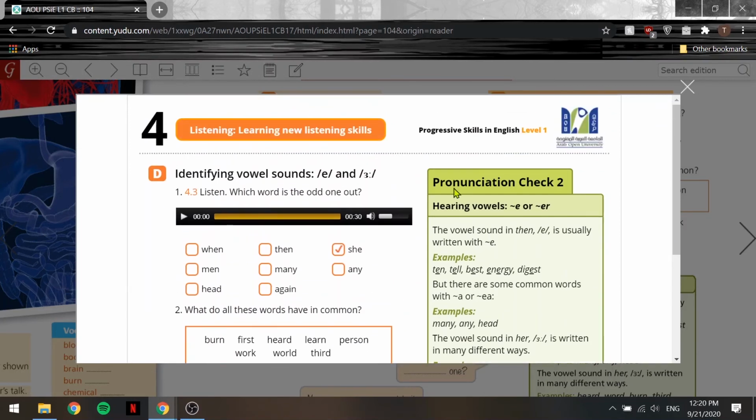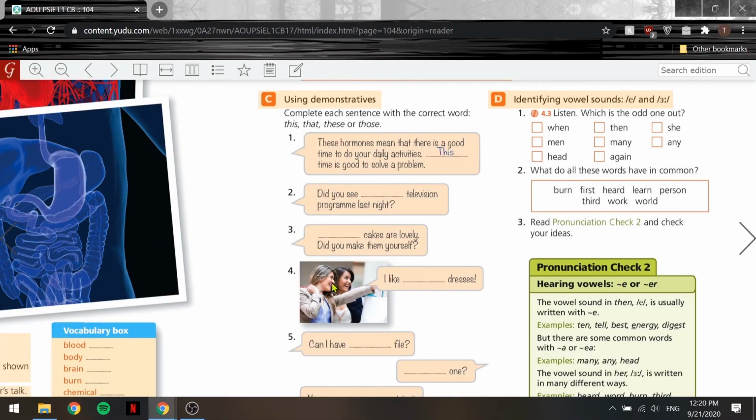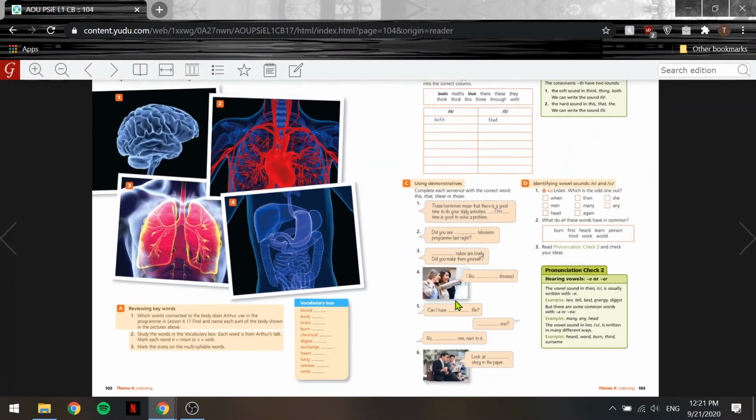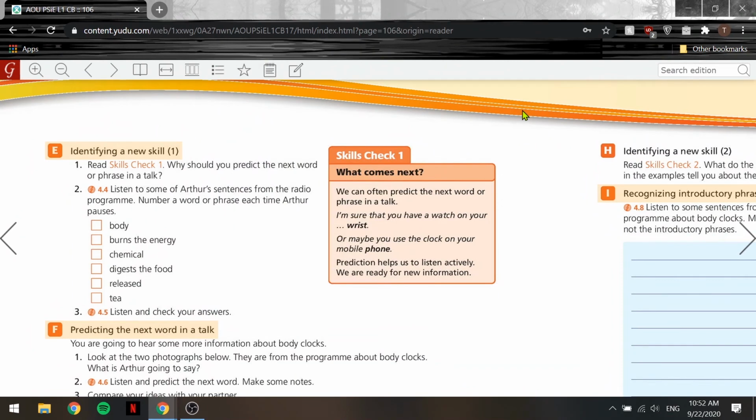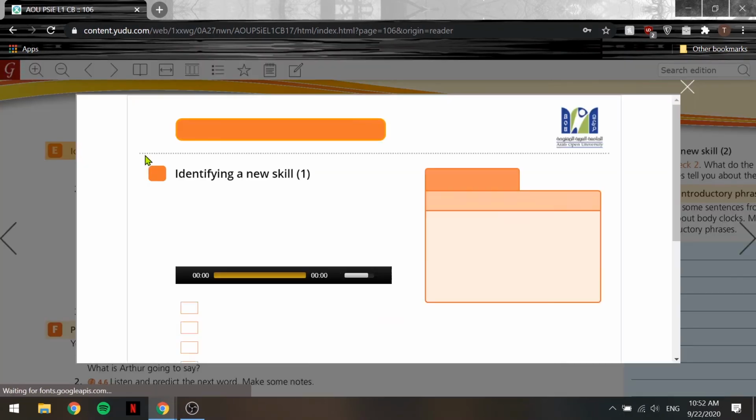Okay, guys, so this was the second part of the listening section. Now let's move on. Great, guys. So now let's move on to the next page. Here we have exercise E, identifying a new skill. So read skills check 1. Let me open this first so you guys can get a better view.